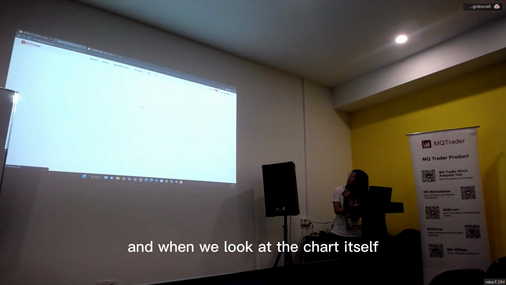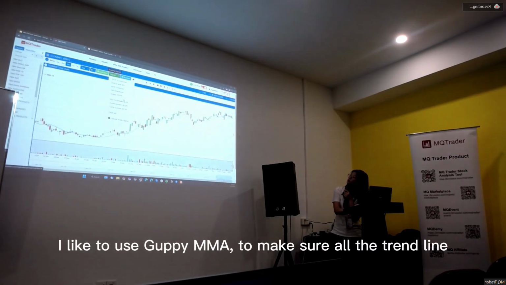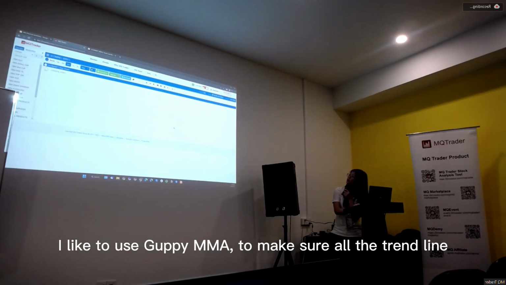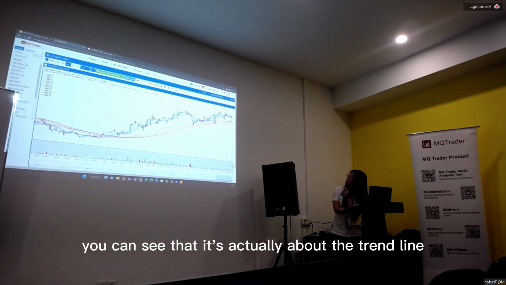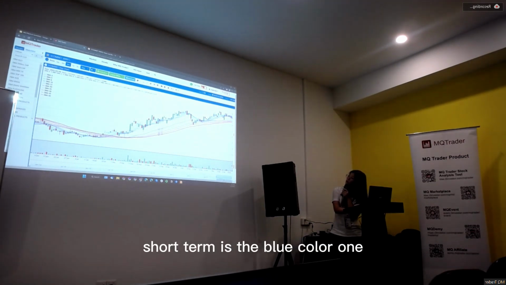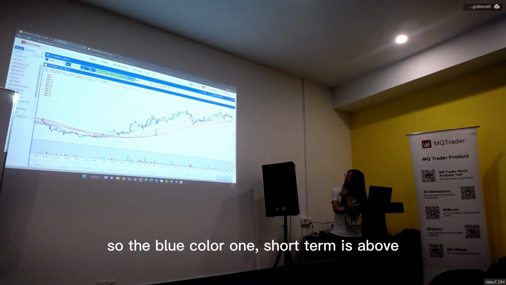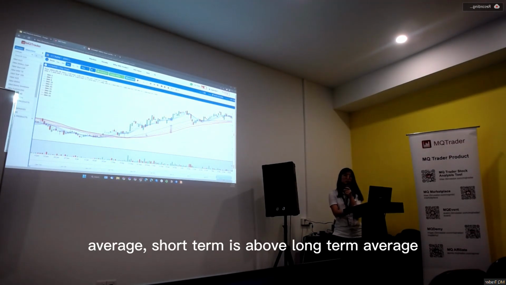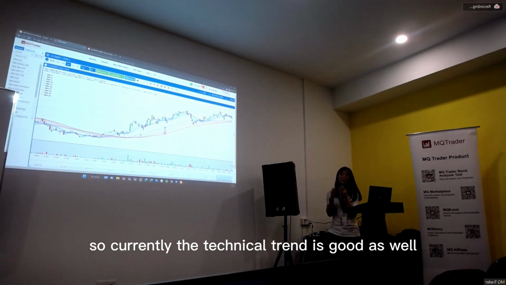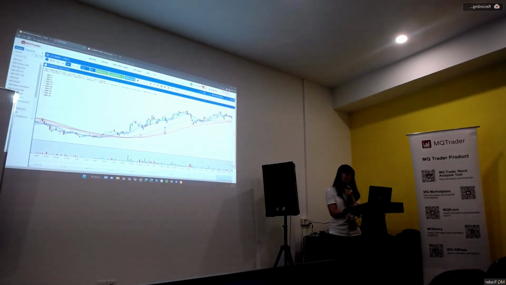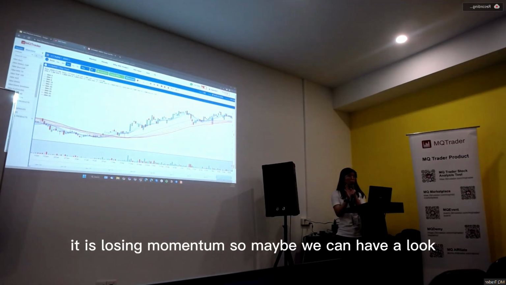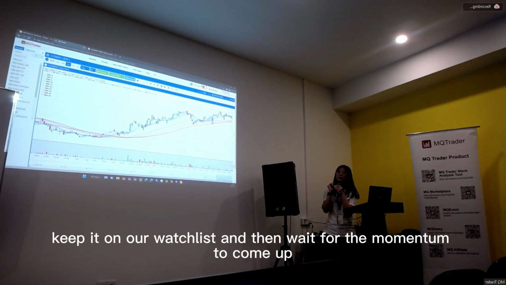And when we look at the chart itself, I like to use Heikin-Ashi, which shows all the trend lines. You can see that it's actually above the trend line. Short term is the blue color one. The long term one is the red color one. So the blue color one, the short term, is above the red color one, the long term average. So the trend is good as well. So currently the technical trend is good as well. It's losing momentum, so maybe we can keep it on our watch list, and then wait for the momentum to come back up.